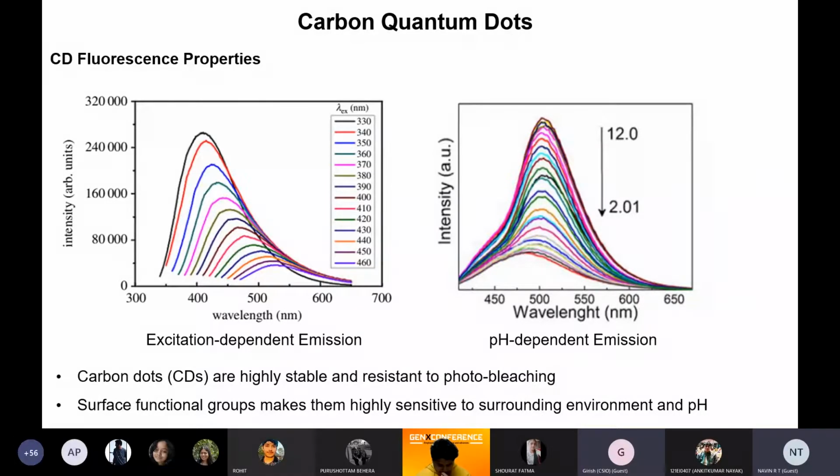So for any biomedical applications, the aggregation of nanoparticles is one of the very limiting challenges that people face when they use a gold nanoparticle or any other nanoparticle. Because the surface is so active, they have a tendency to aggregate. Whereas in the case of carbon dots, they have very little tendency to aggregate, and they remain stable for a very long period of time.